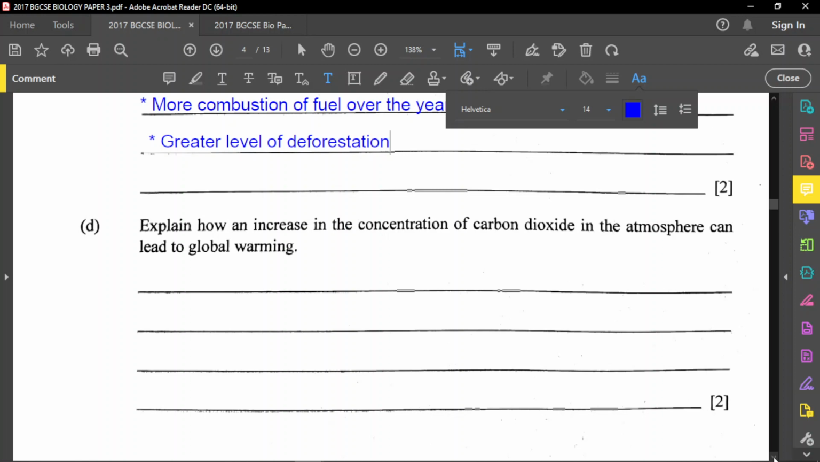All right, for part D now, it says explain how an increase in the concentration of carbon dioxide in the atmosphere can lead to global warming.